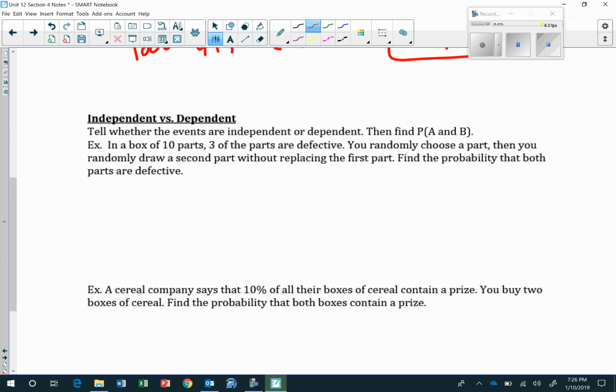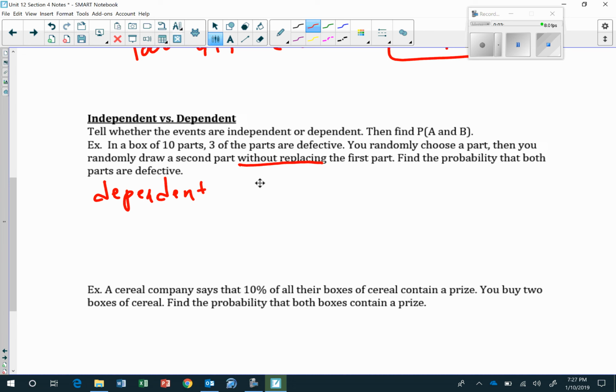All right, so it says tell whether the events are independent or dependent, then find the probability of A and B happening. So it says in a box of 10 parts, 3 of the parts are defective. You randomly choose a part, then you randomly draw a second part without replacing the first part. So this without replacing is the big thing. Find the probability that both parts are defective. Because we're not replacing it, we know that it's dependent because the number of parts is going down and the number of defective parts are going down.